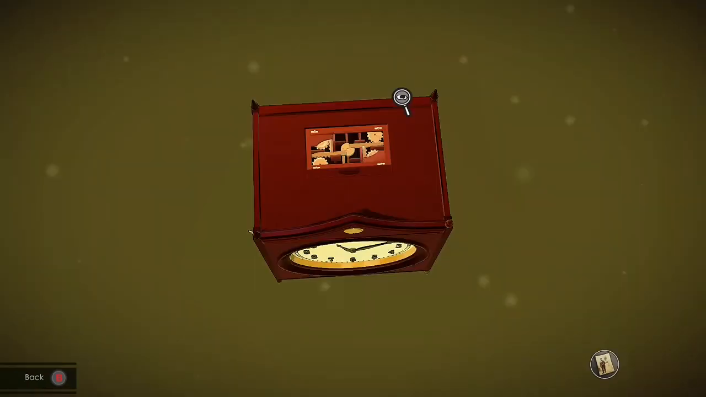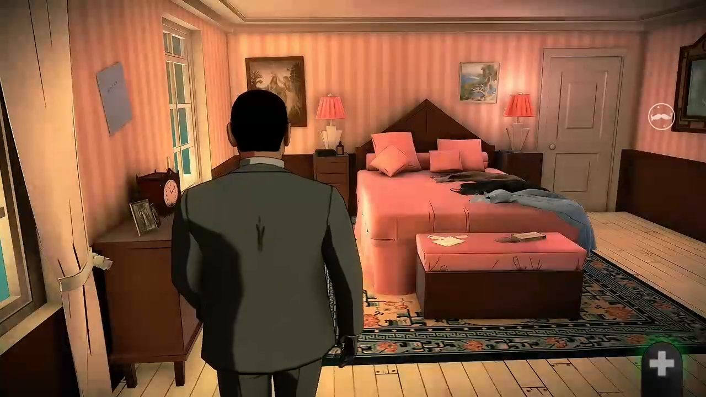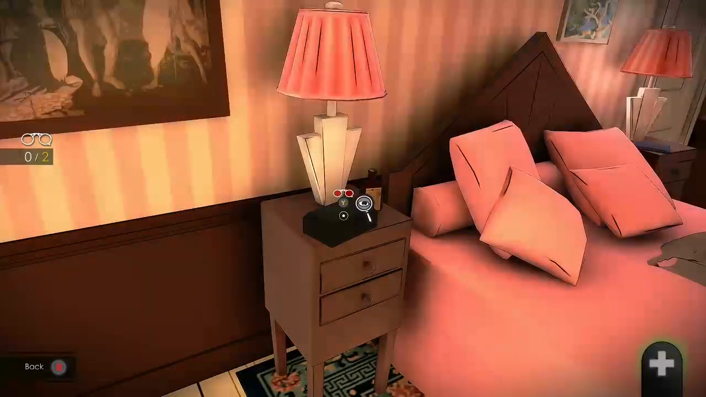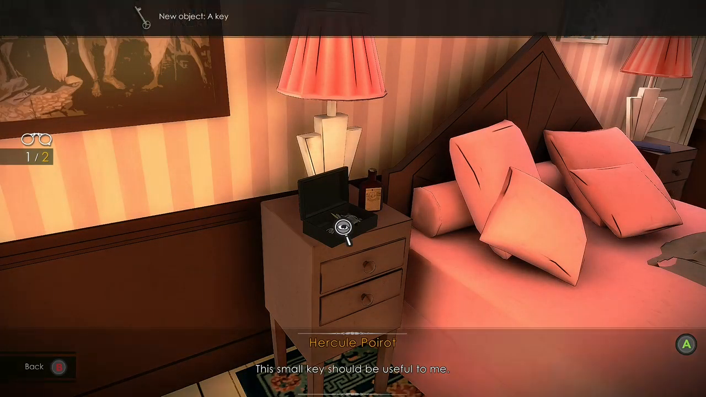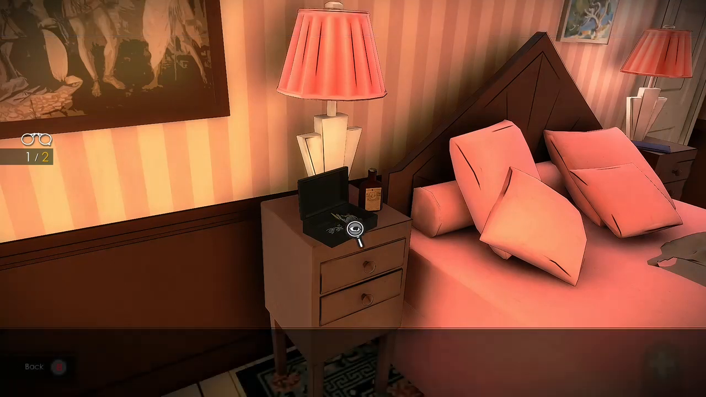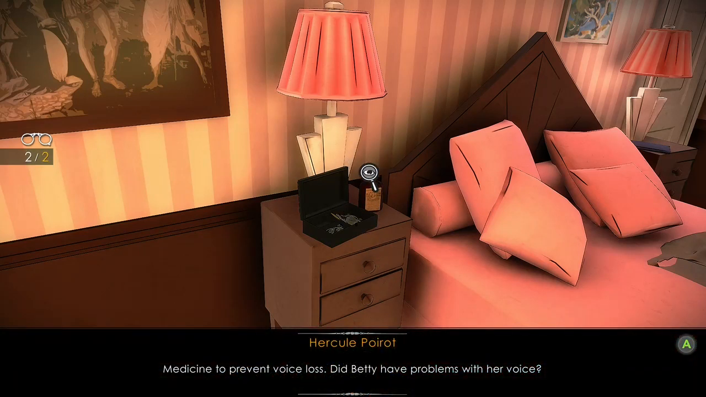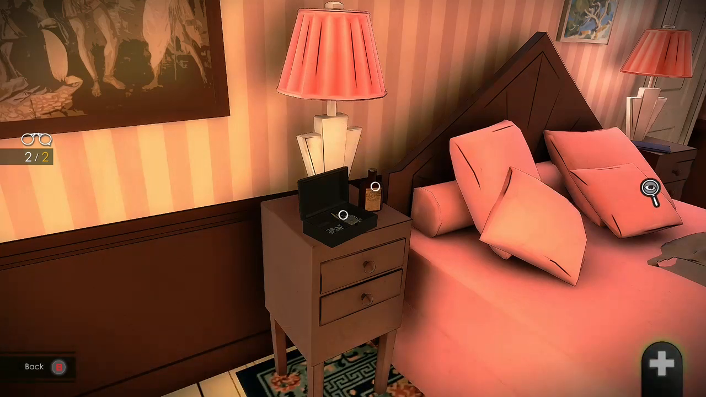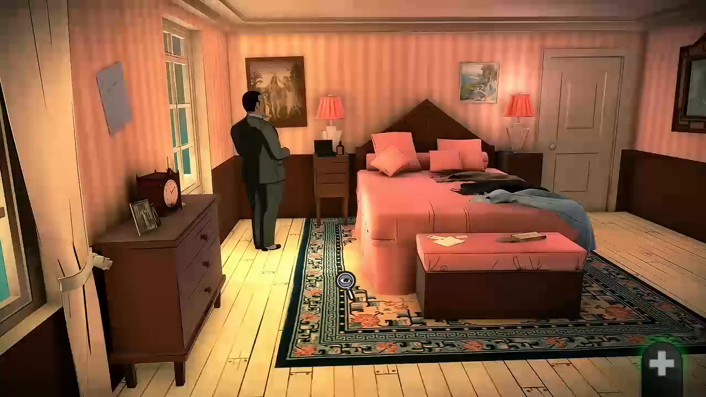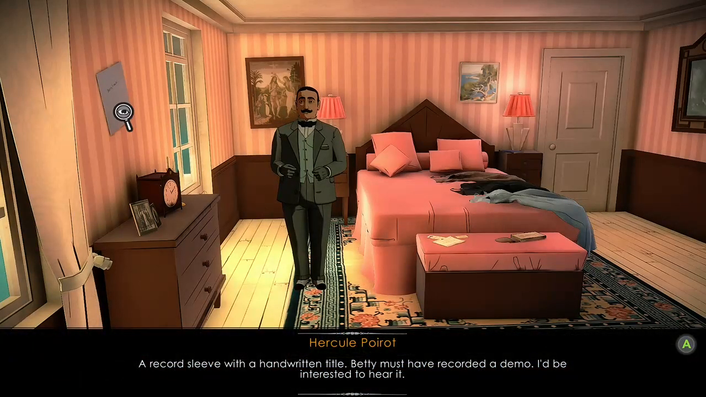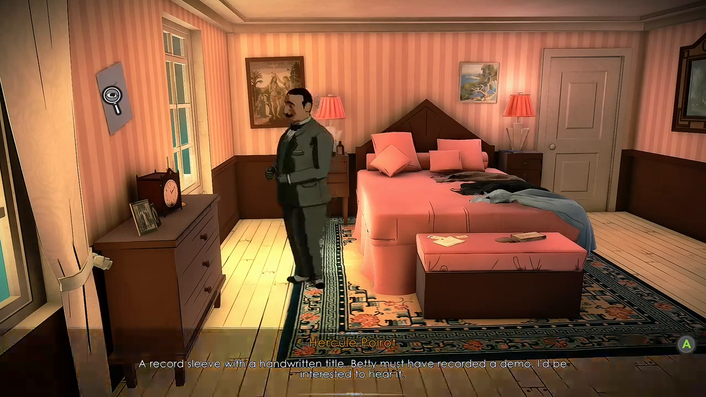Okay, so I'm not sure what to do with that just yet. Let's see if I can't find a clue. This small key should be useful to me. I've finished with this. Medicine to prevent voice loss. Did Betty have problems with her voice? Or no, if she's singing, she might be trying to keep it safe and all. A record sleeve with a handwritten title.